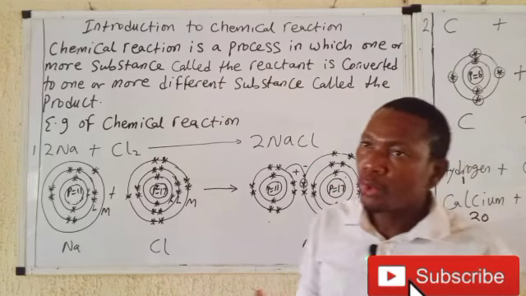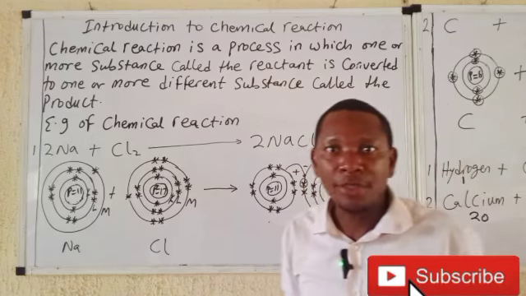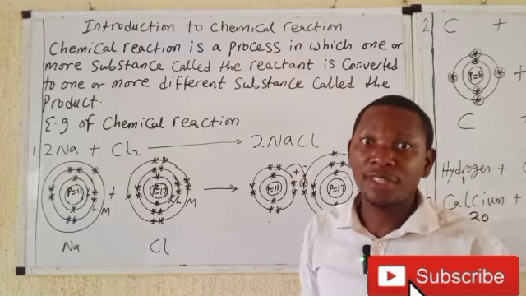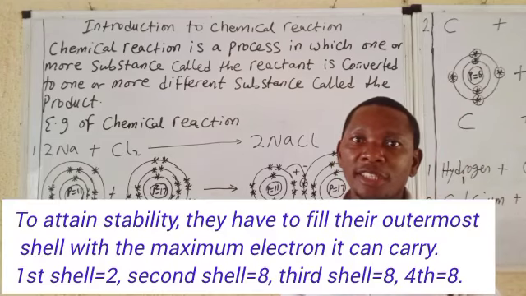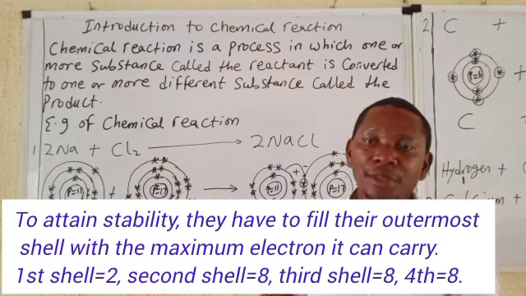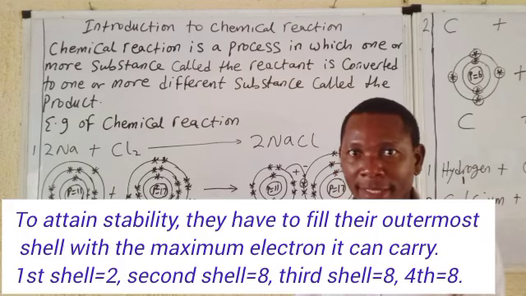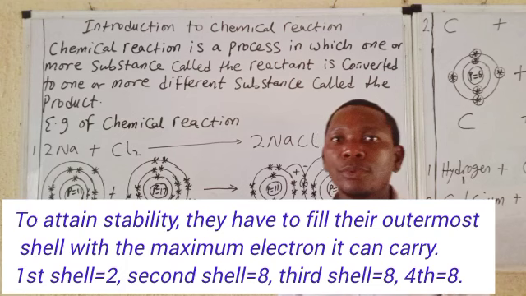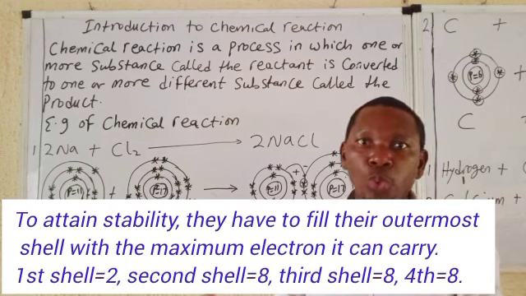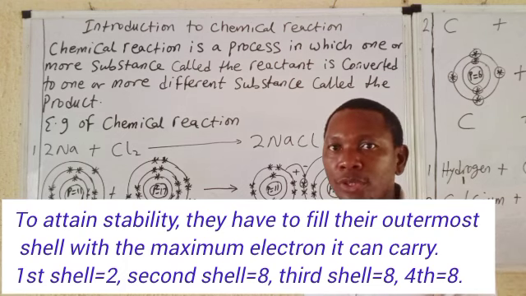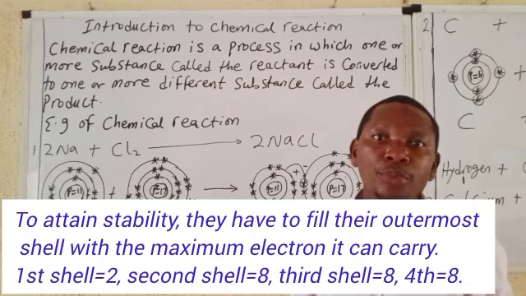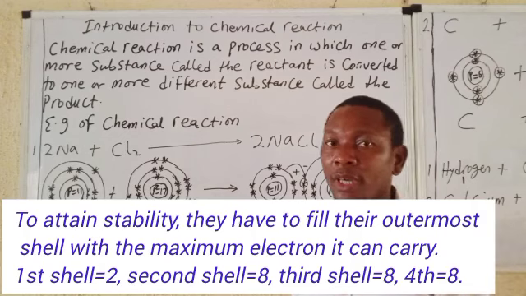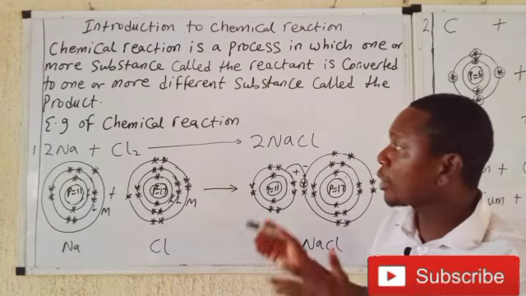Now, why do elements or atoms carry out chemical reaction? It is simple. Atoms react with others to attain stability. So atoms or elements react with one another to form products in order to get what? Stability. Hope you're following. Now, let's take a look at this example.